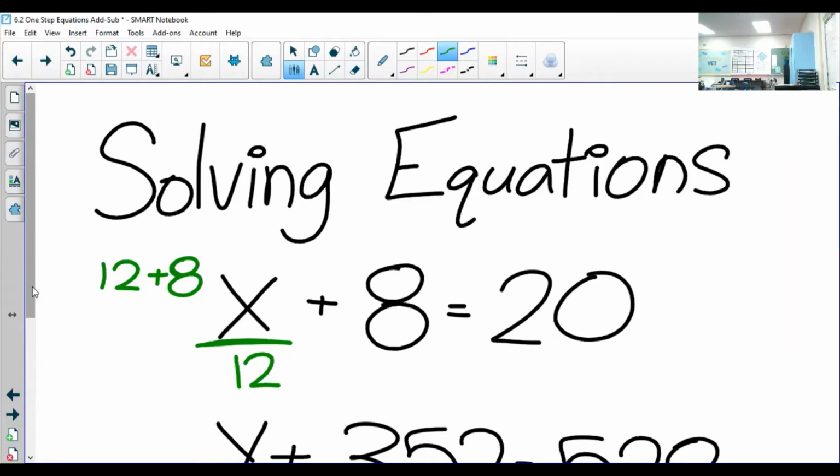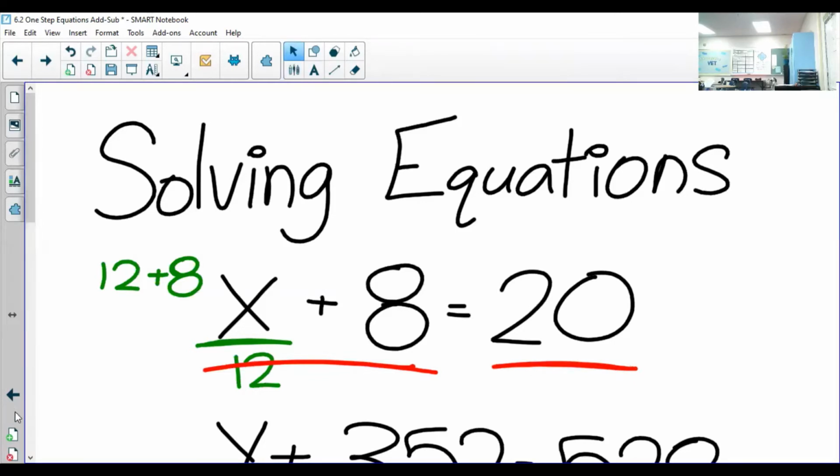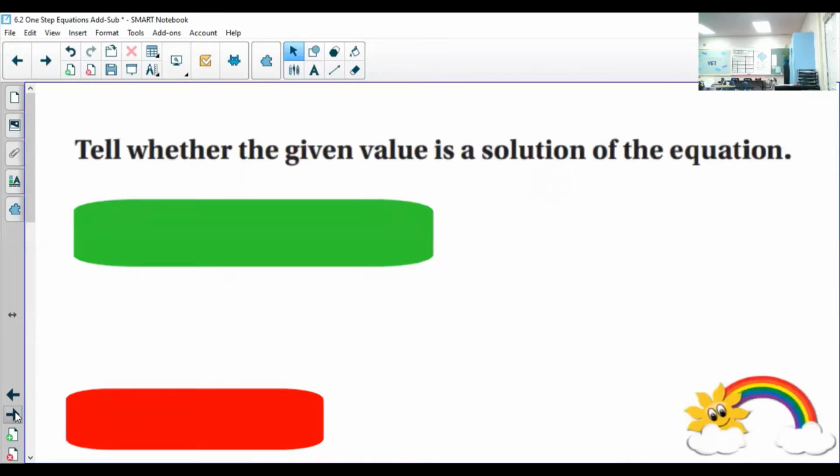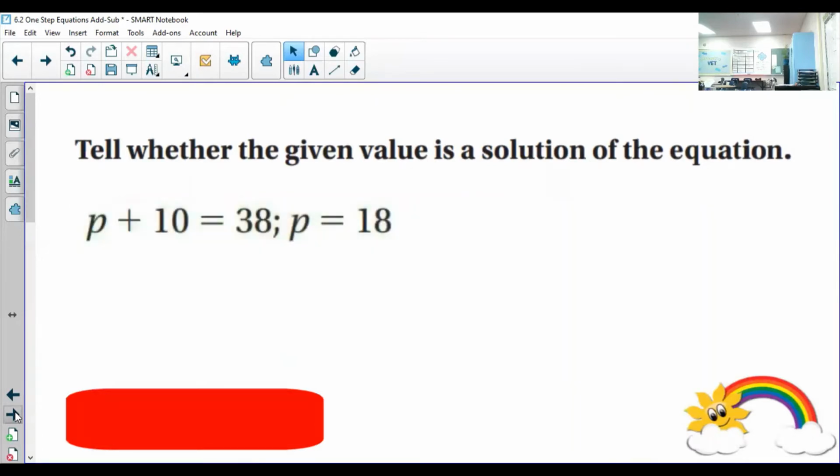Because if you remember, equations have to be equal on both sides. Whatever value this is has to equal this value. So let's look at our first type of problem. The directions tell us to tell whether the given value is a solution of the equation. So let's look at number 1.